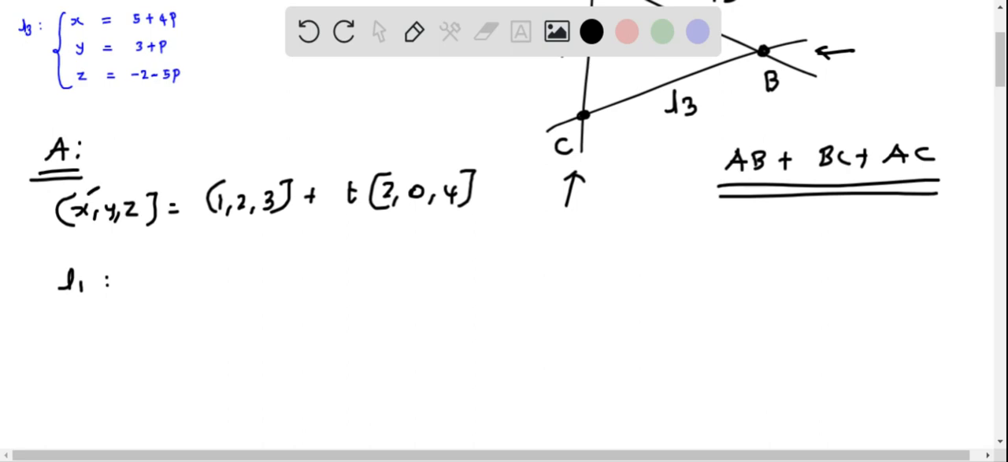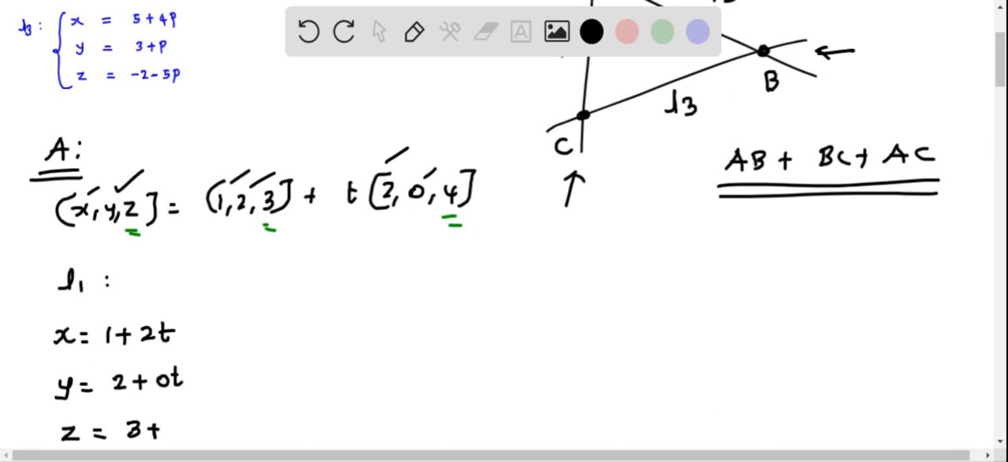So this means x equals 1 plus 2t, and y equals 2 plus 0t. I'm sorry, I wrote it incorrectly, so I'm going to change this to 2 plus 0t. And finally, z equals 3 plus 4t. So these are the equations which represent line 1. This is the parametric equation.